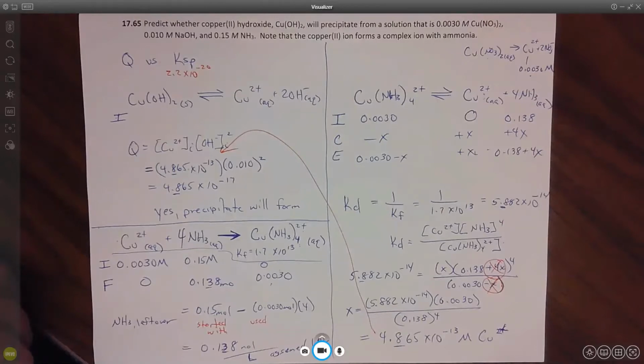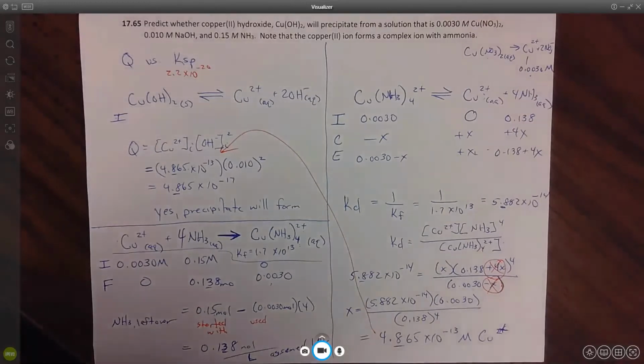Just to sum it up, it's a lot of steps. So you solve for Q, and then you plug it back into another ICE table, solve for the molarity, and then you plug it in to find Q and then compare.